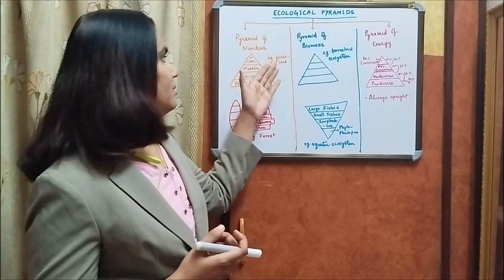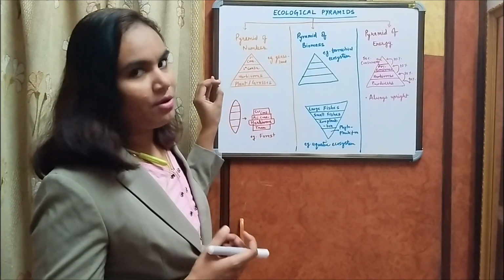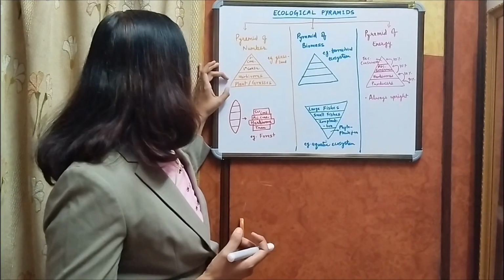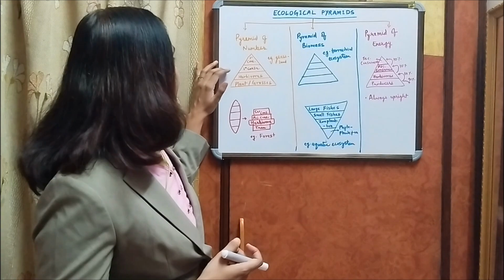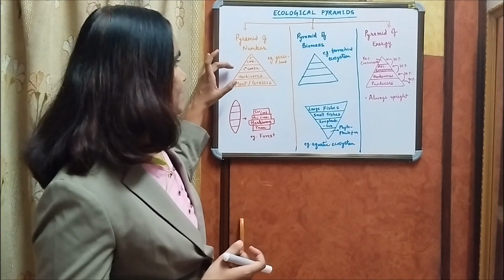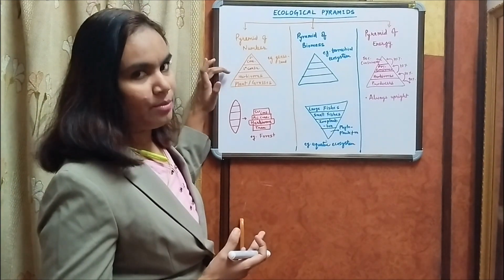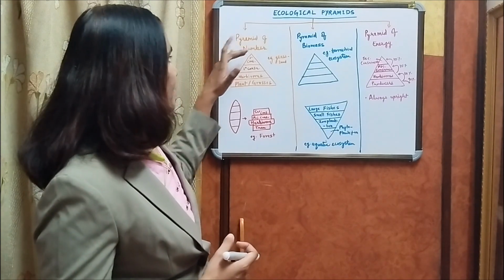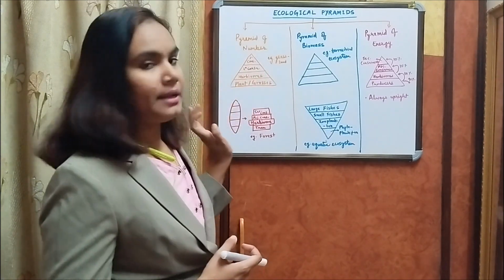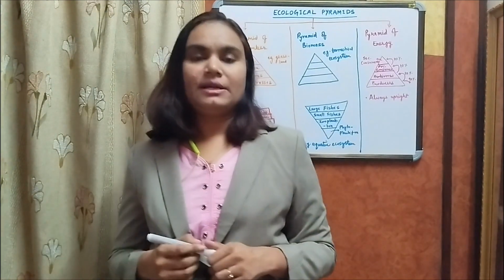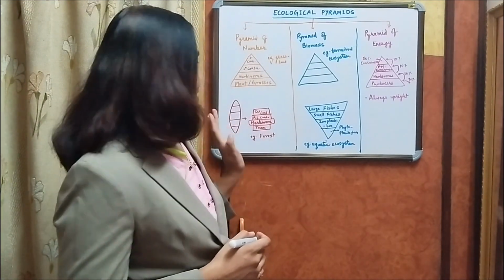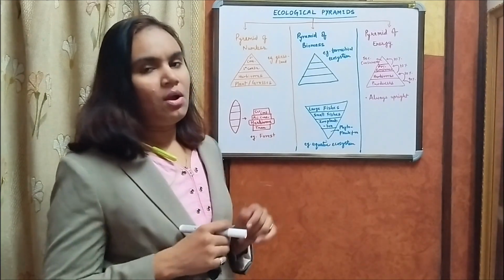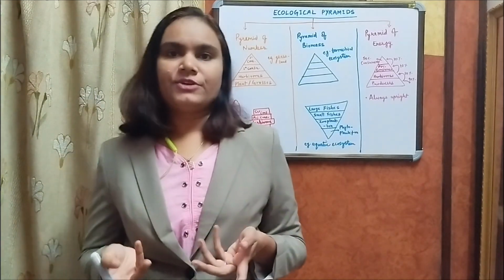For example, if we take grassland, so there are more number of grasses, and the number of herbivores are lesser than that, and number of secondary consumer are lesser than herbivores, and so on. So it takes an upright shape. But sometimes pyramid of number can take a shape of spindle, or even an inverted pyramid shape it can take.